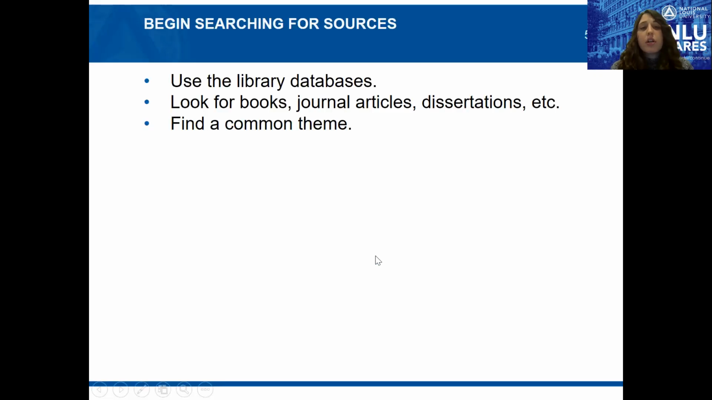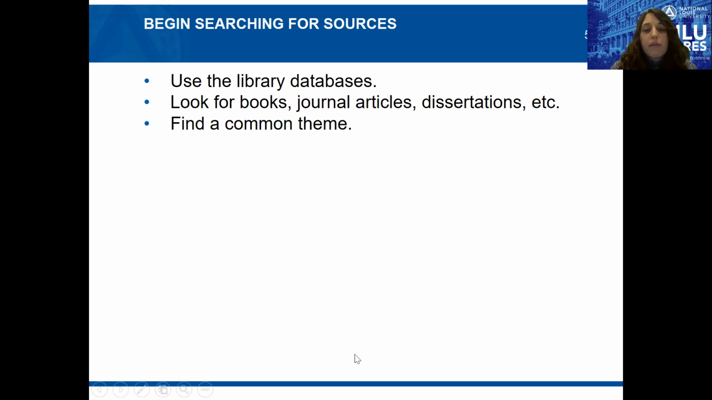So once you start looking for sources, you want to use the library databases, and I'm going to show you guys those in just a minute. On those databases, you can find books, journals, dissertations, and all this information is going to be peer reviewed. So someone's really looking over this information, making sure that it's accurate and it's information that you can trust and use in scholarly academic writing.